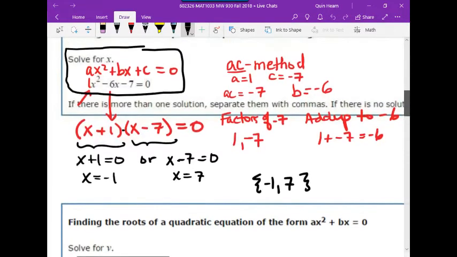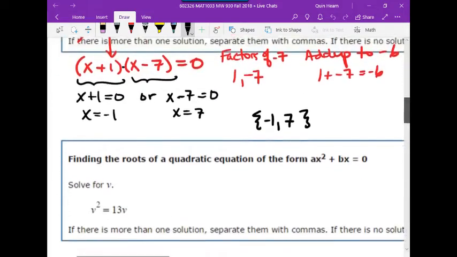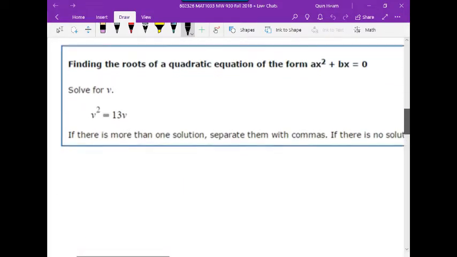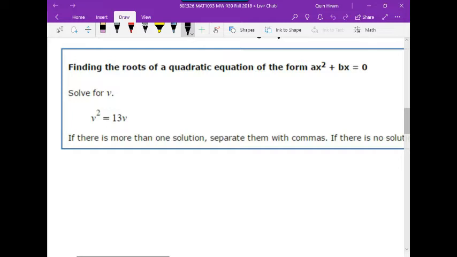We just did the AC method because that's the one I picked for class. All right. Let's go on to the next equation. So this one looks quite a bit different from the other one.